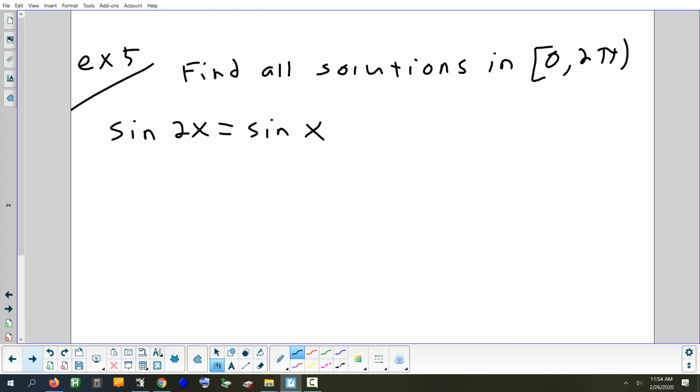It's only 2 terms. So the first thing we want to do is get it equal to what we always get it equal to. So Sam, what do we always want to get it equal to? 0. And how would you get 0 on the right?